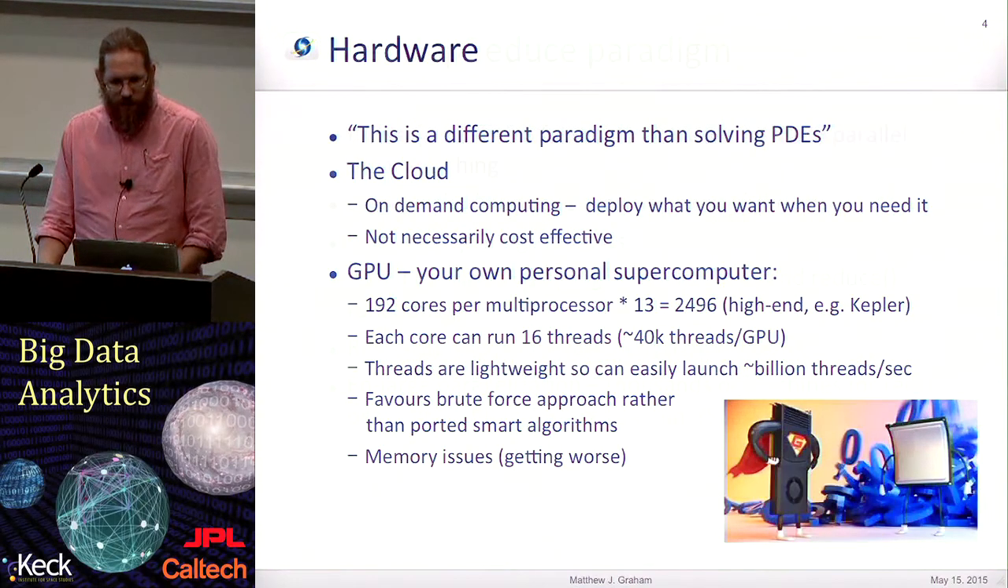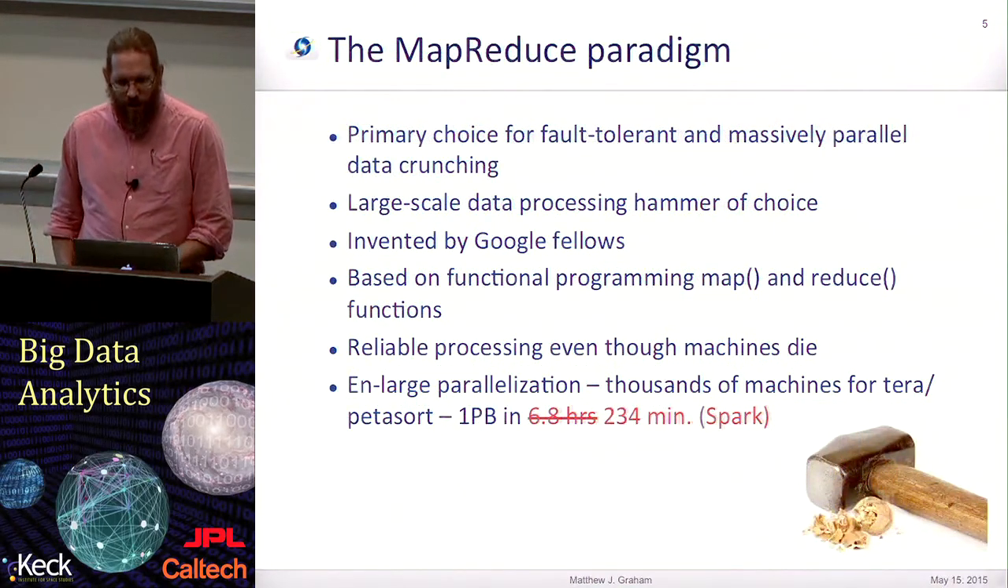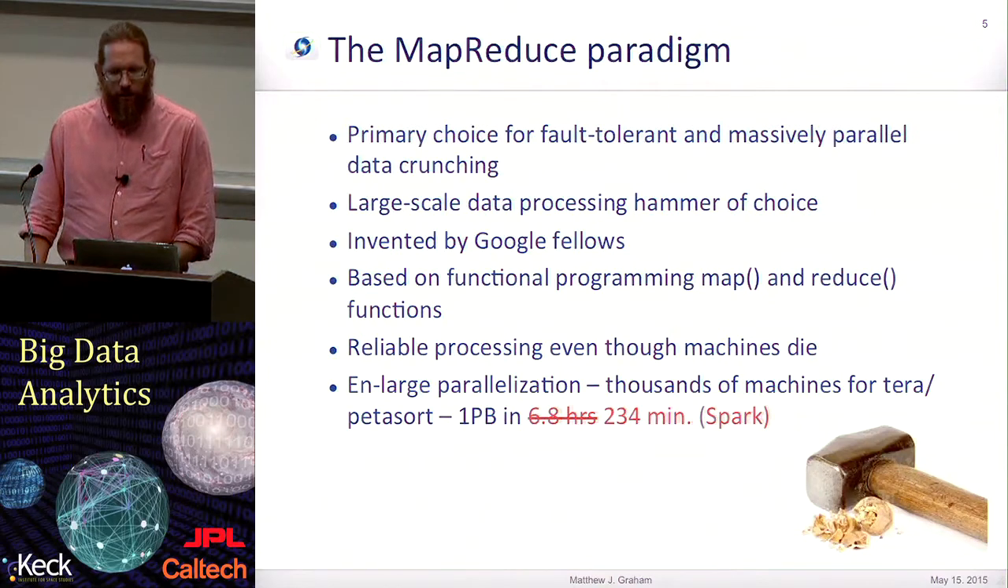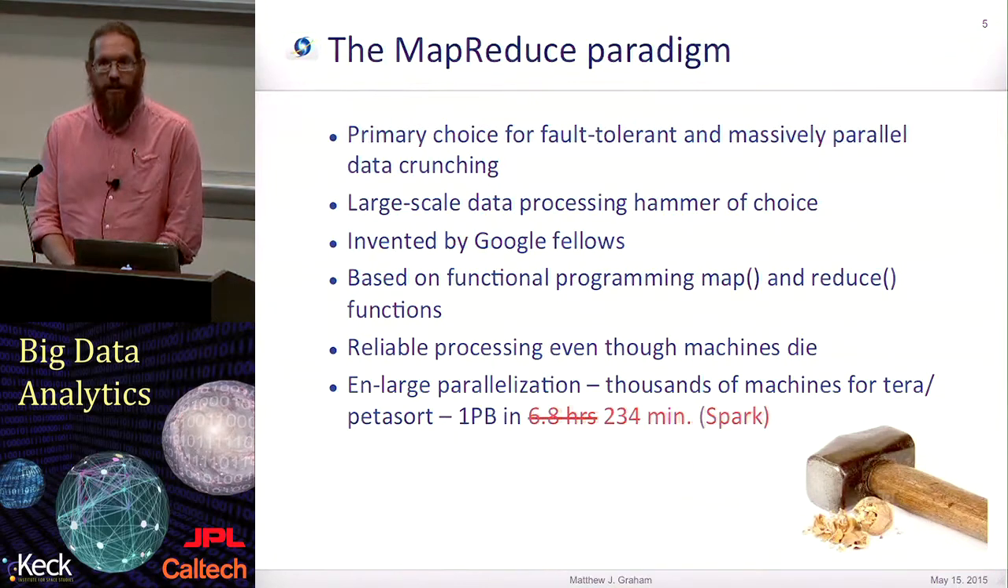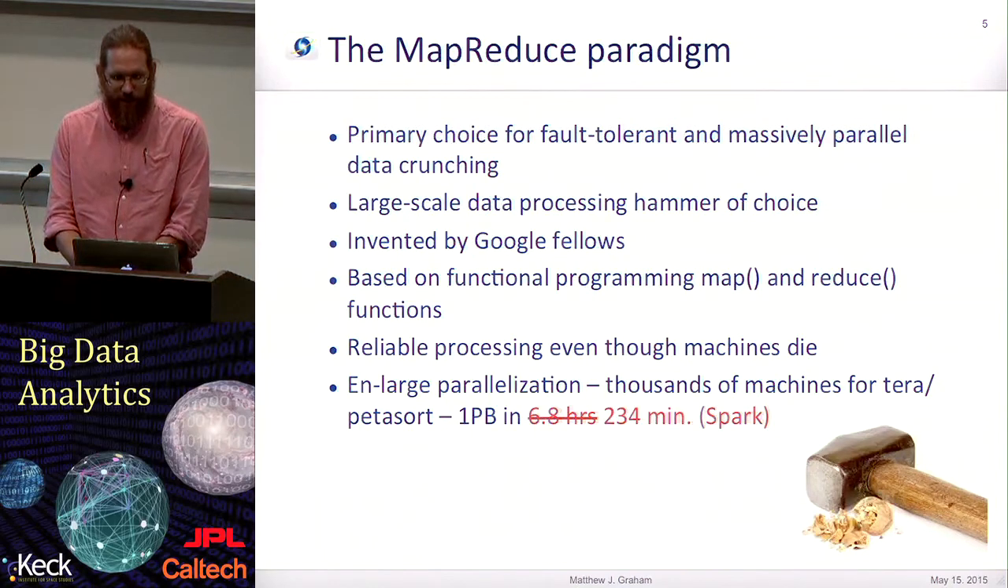So let's go back to this way of working with embarrassingly parallelizable jobs. This is the MapReduce paradigm. It came out of Google. It's really still the primary choice for fault-tolerant, massively parallel data crunching. If you have to do large-scale processing or analysis of any data, it's really the sledgehammer that you want to use to crack your nuts. It's based on functional programming, map and reduce functions.